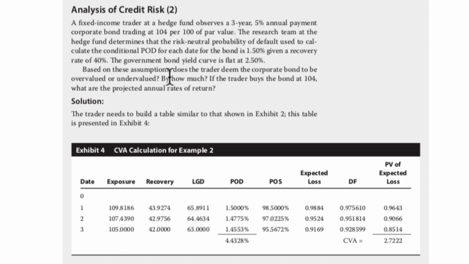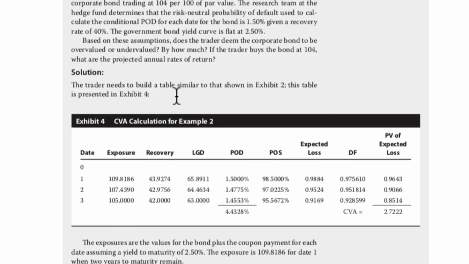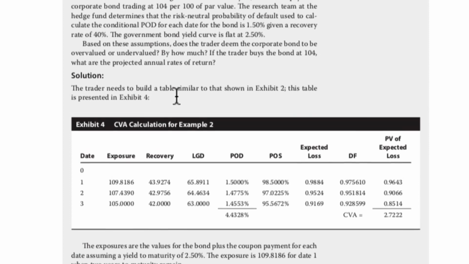Based on these assumptions, does the trader deem the corporate bond to be overvalued or undervalued? By how much? If the trader buys the bond at 104, what are the projected annual rates of return? That's a fairly typical question. So how would we begin? We have to get to the CVA. We'll price the bond out as if we're default free, subtract the CVA, and see what the fair value of the bond is. Is it 104? Is it greater or less than 104? From there, we'll determine whether or not we want to buy it.